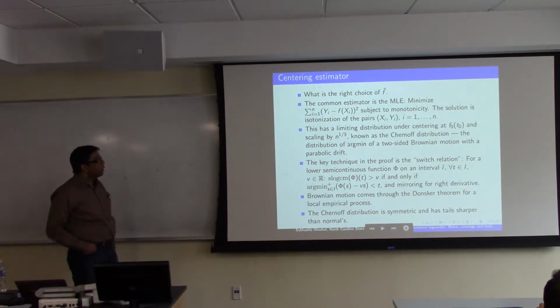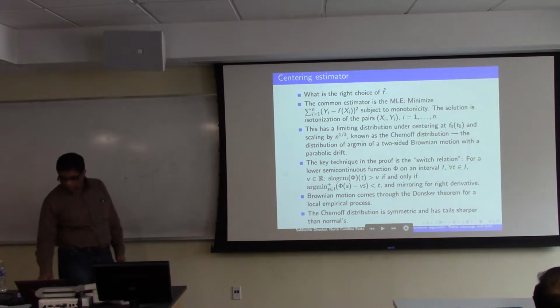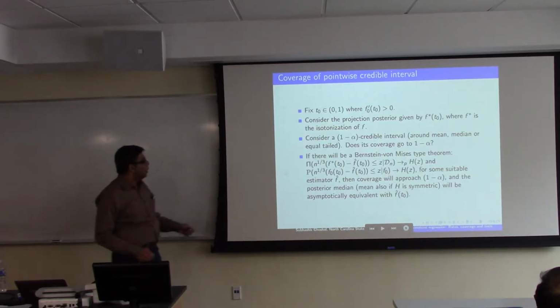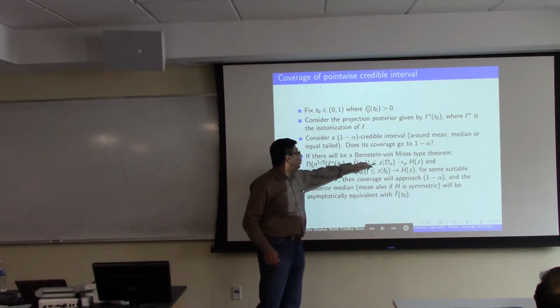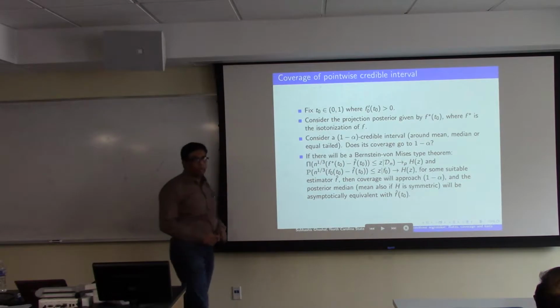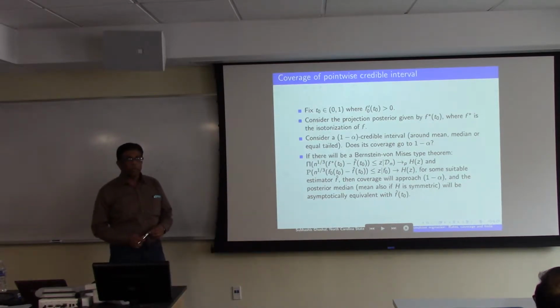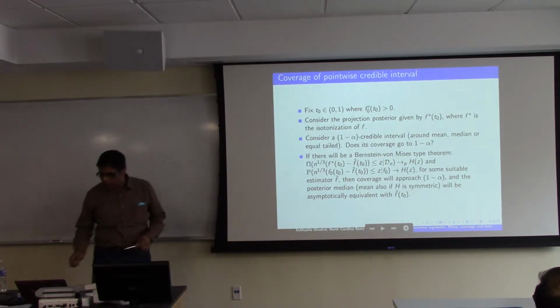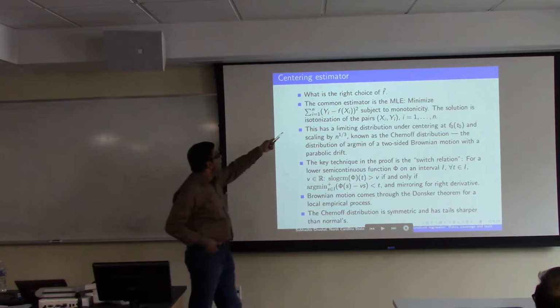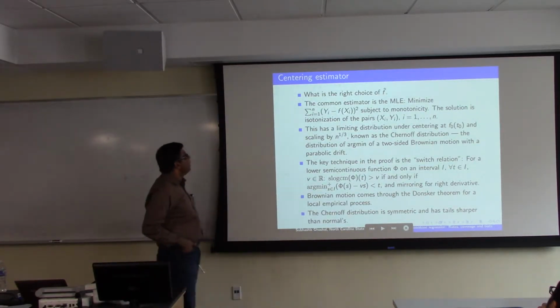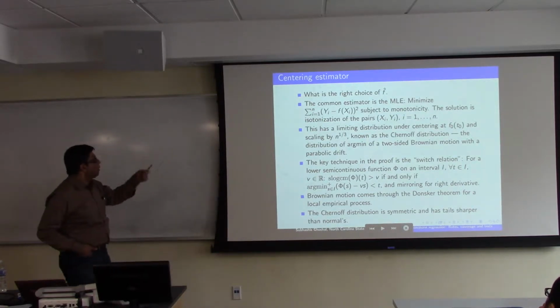Common between what and what? The centering, you need a centering for this kind of thing. Oh, I see. Okay, it cannot be f0, the truth, because then it only weakly converges. That's not good enough. Common between the coverage and the credibility. Right. I see. Thanks.